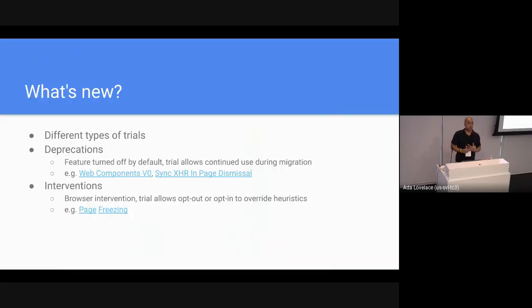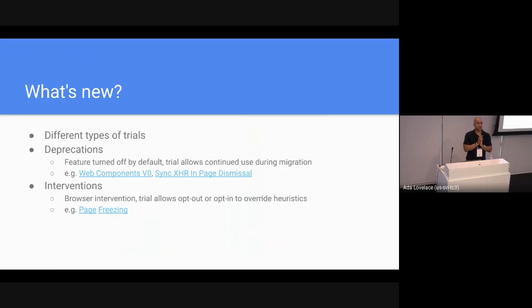So what's new since April? The biggest thing is we're using trials for different things. The intent was using them for experimentation with new features. Now we're using them more for deprecations and interventions. I'll talk a bit more about that.